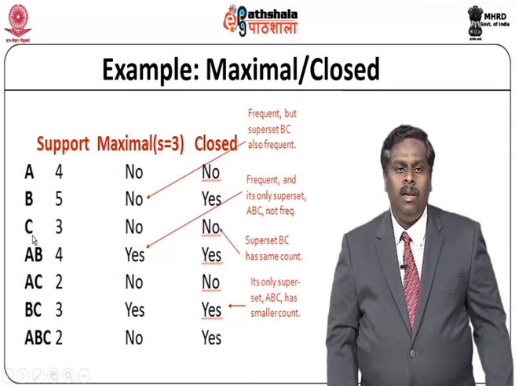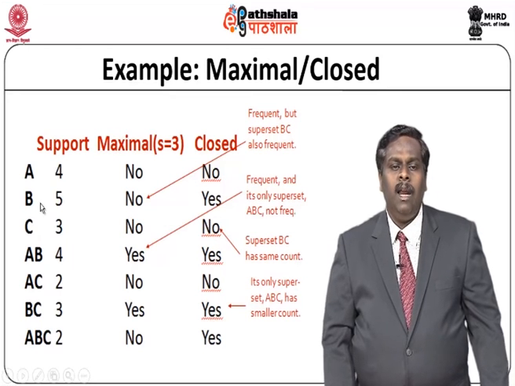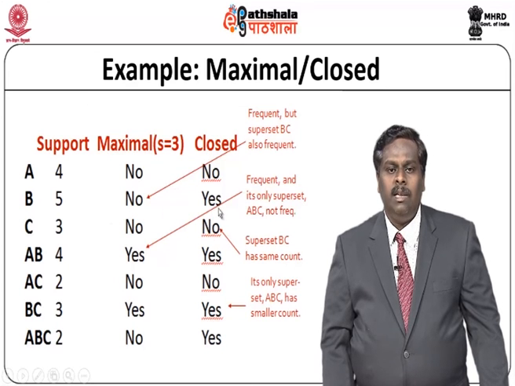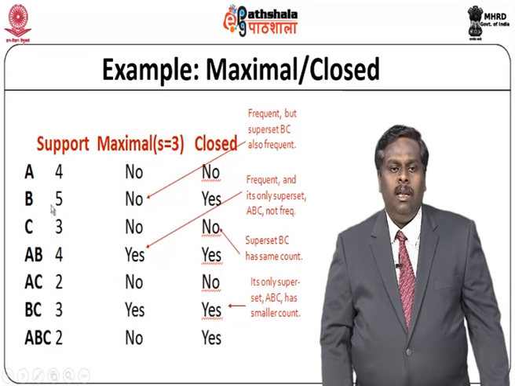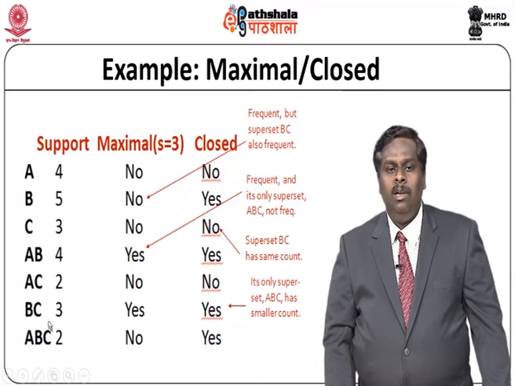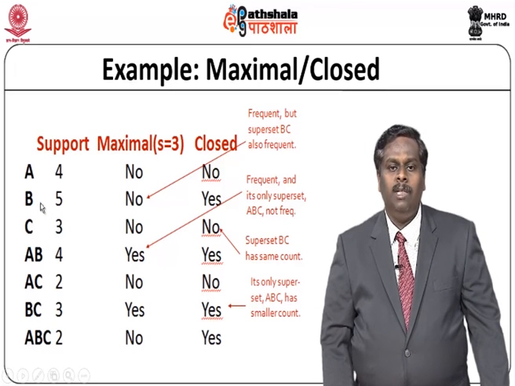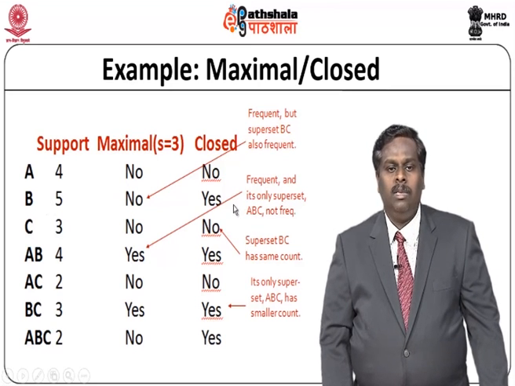Therefore, I cannot consider item B to be a maximal item set, but can I consider B as a closed item set? Yes, it can be considered. The reason is none of its immediate supersets has the same count. The first superset is BC, the second immediate superset is ABC. Both these supersets do not contain the same count value. Therefore, I can consider the single frequent item set B as a closed set.